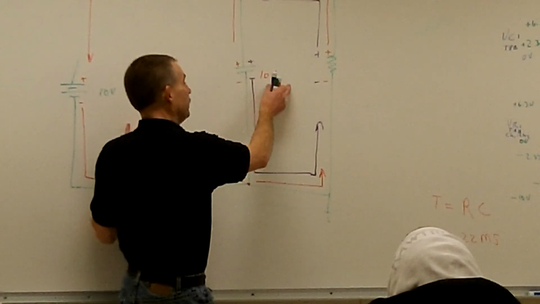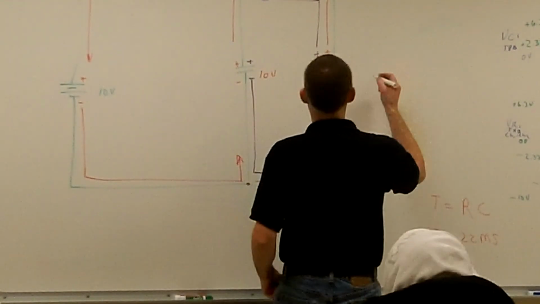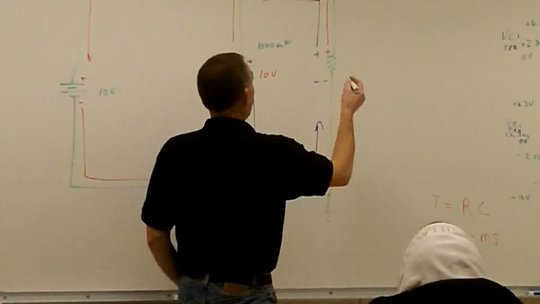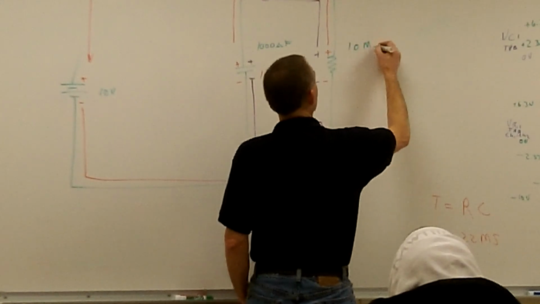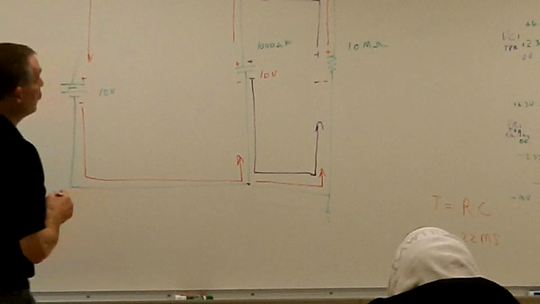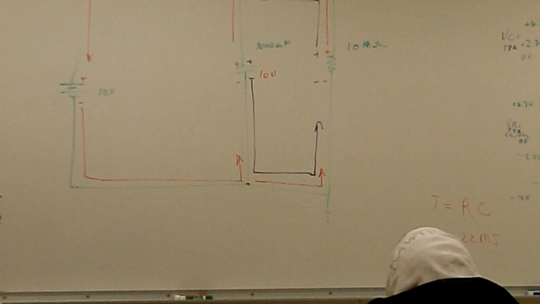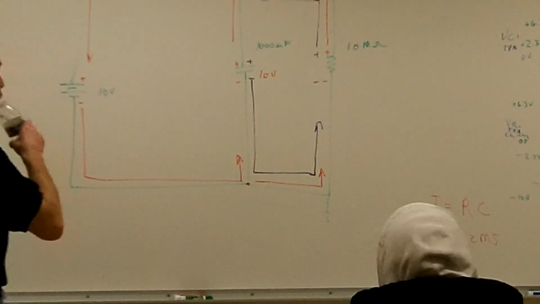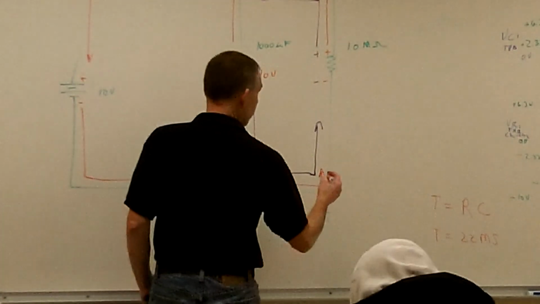So let's say I had a 1,000 microfarad capacitor, and let's go with a 10 megohm resistor. What is one time constant going to equal? Seconds. How many seconds? 10,000 seconds.